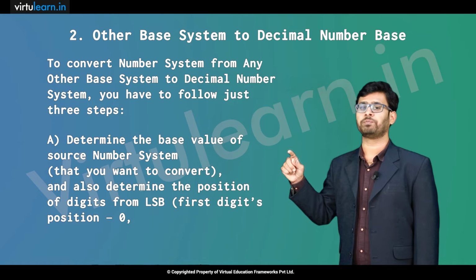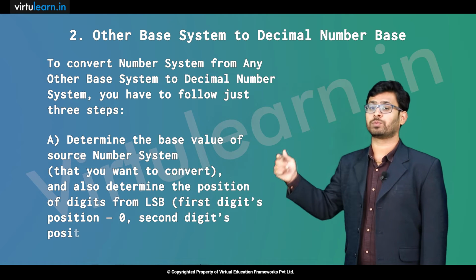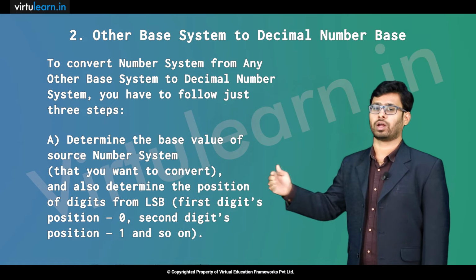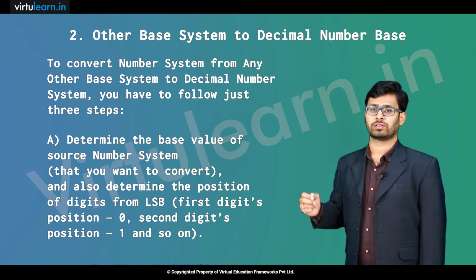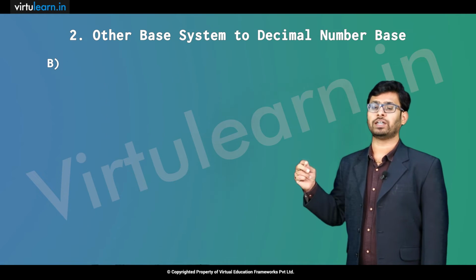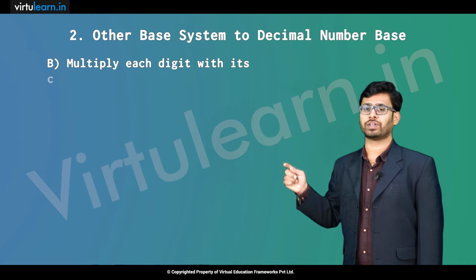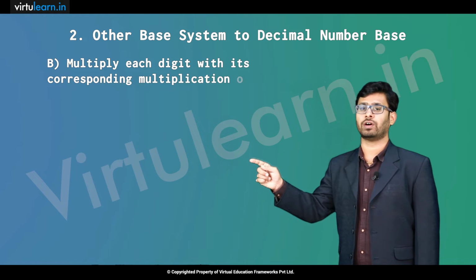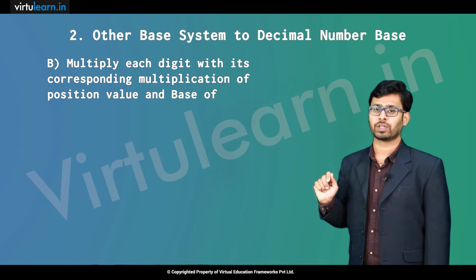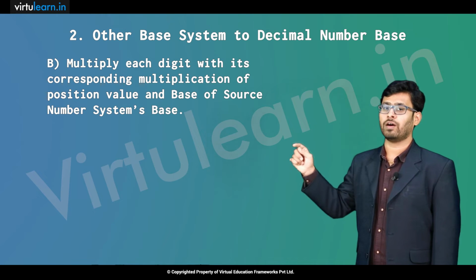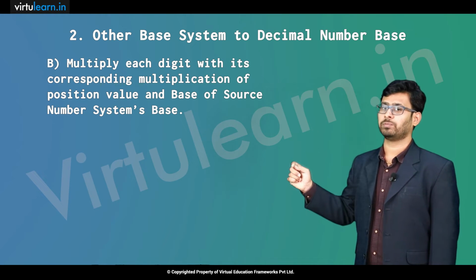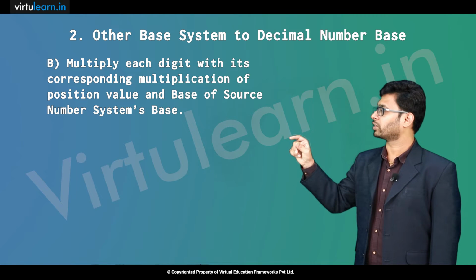The second rule is to multiply each digit with its corresponding position value and base, according to the number system's base. The third rule is to add the result values that we got in the second step.